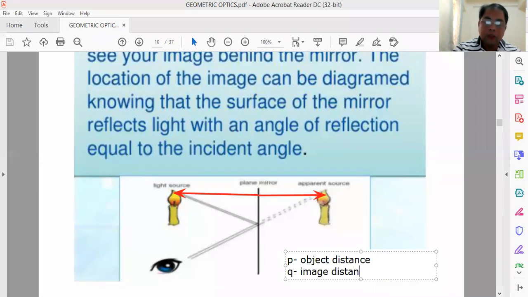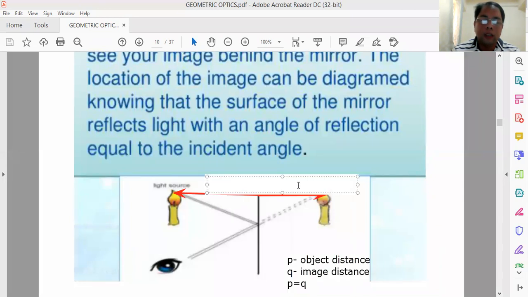Now, if you deal with a plane mirror here, then definitely P must be equal to Q. The object there does not appear smaller or larger because the distances P and Q are most definitely the same. Somehow in our drawing there, it seems that Q is a bit shorter, but in real life, in an actual plane mirror, they are the same. So this is your P and Q.